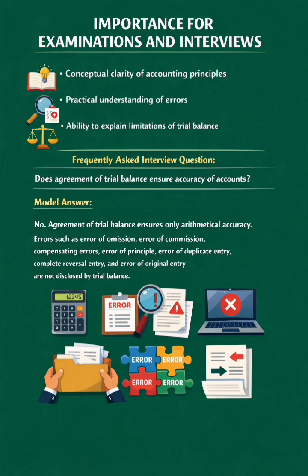Errors such as error of omission, error of commission, compensating errors, error of principle, error of duplicate entry, complete reversal entry, and error of original entry are not disclosed by trial balance.